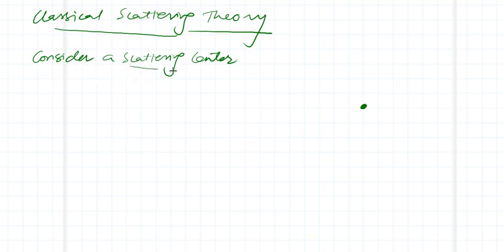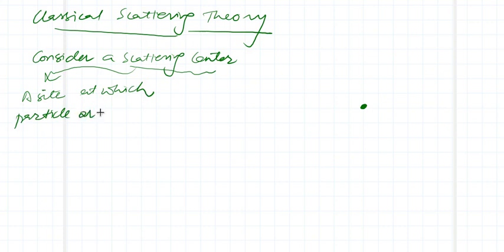And what do you mean by scattering center? Scattering center means it is a site at which particle or wave are scattered. So suppose ये path है, actually scattering center के आसपास हमने ये axis consider कर लिया, ये axis है nearby this scattering center, and let me call it a scattering center.